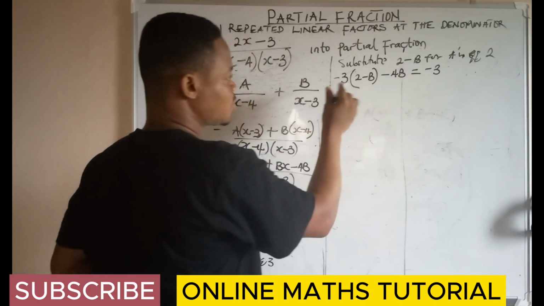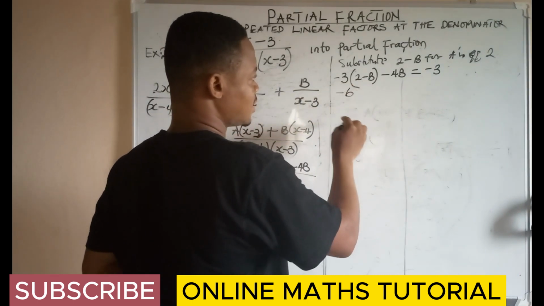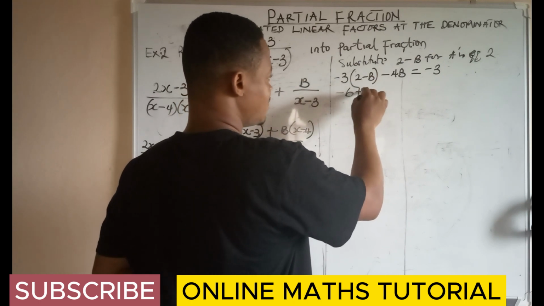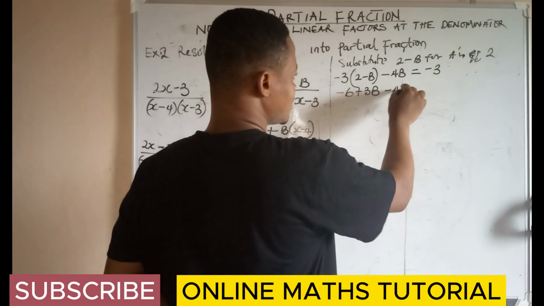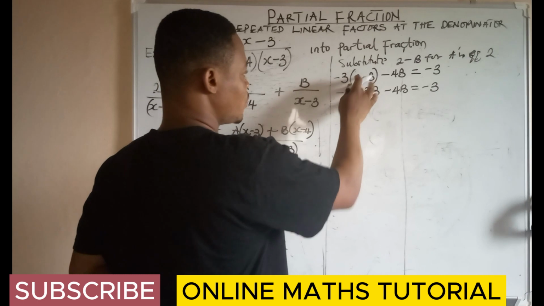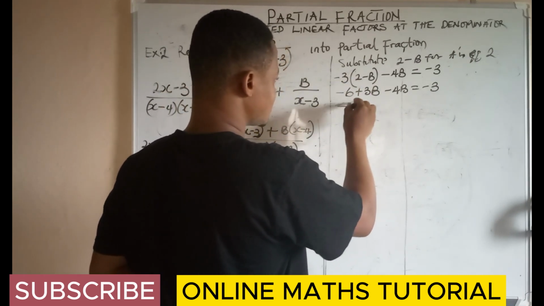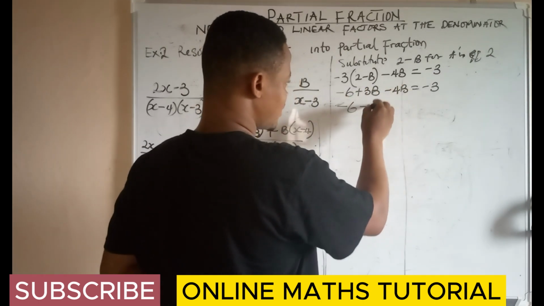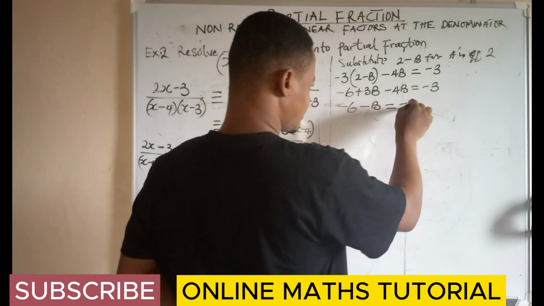So let's open the brackets. We have minus 3 times 2, which gives us minus 6. Minus 3 times minus b will give us plus 3b, minus 4b equals minus 3. So we can say that this is equal to minus 6, 3b minus 4b will give us minus b, all equal to minus 3.